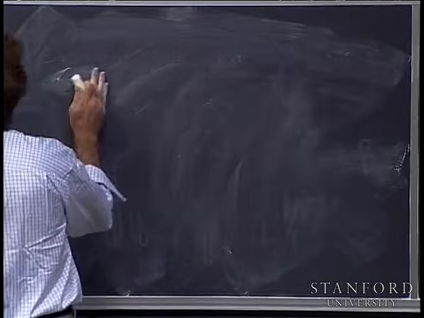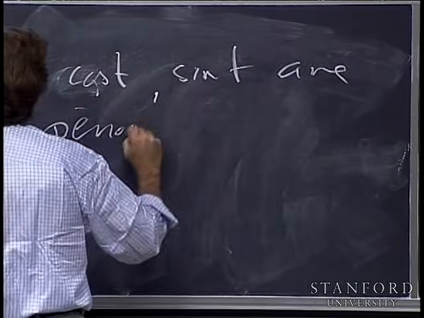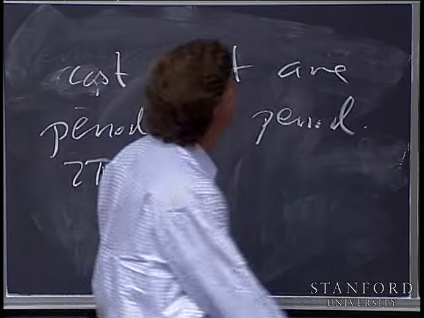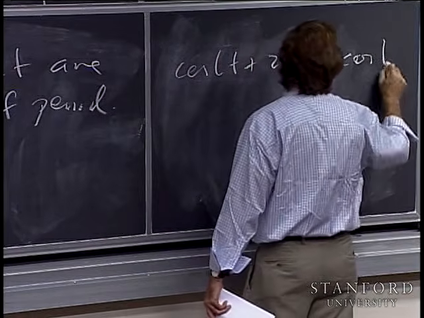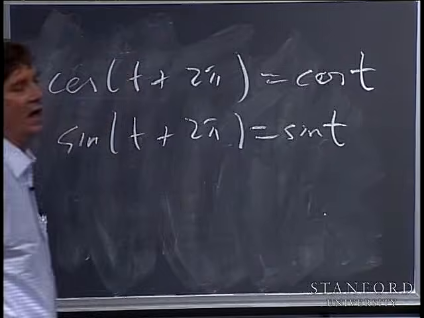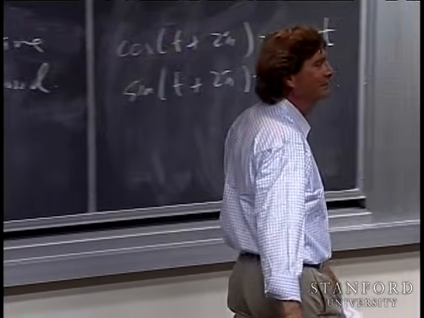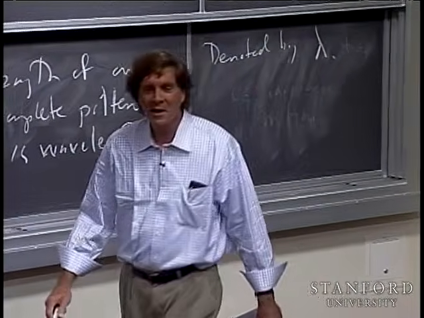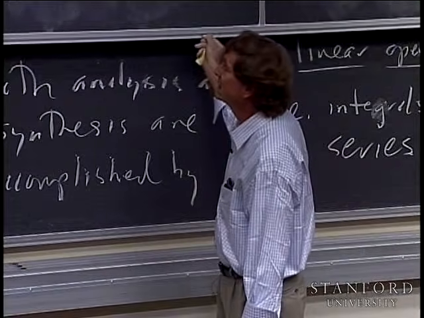Cosine of, I'll use t as the variable. Cosine of t and sine of t are periodic of period 2 pi. That is, cosine of t plus 2 pi is equal to cosine of t for all values of t, and sine of t plus 2 pi is equal to sine of t. Why? Dead silence. Don't tell me. I want to do it.